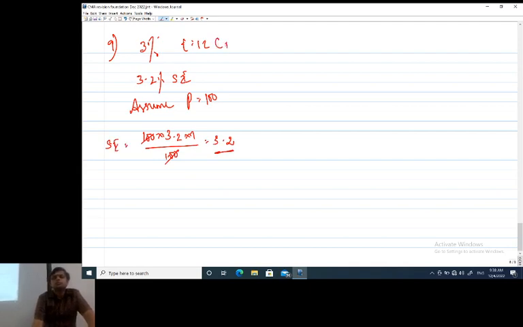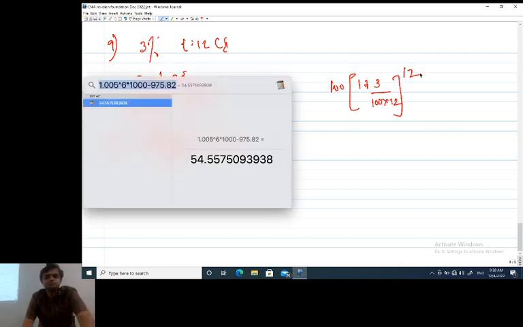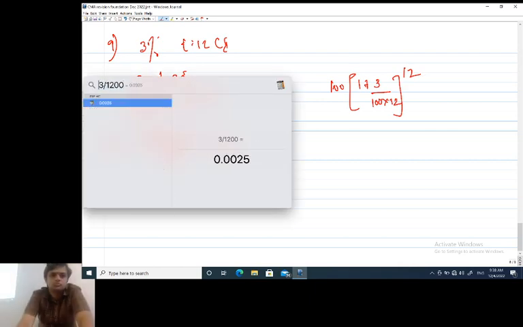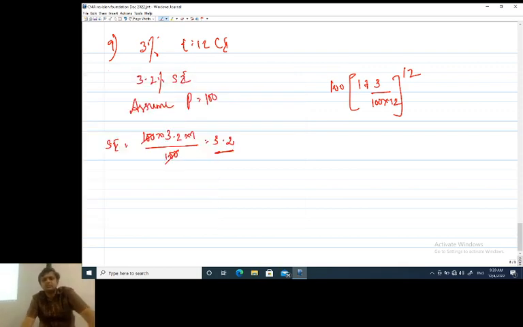Okay, for compounding, 100 into 1 plus 3 divided by 100 into 12, the whole power 12. So 3 by 1200, how much? So this entire value power 12 gives 1.030416.